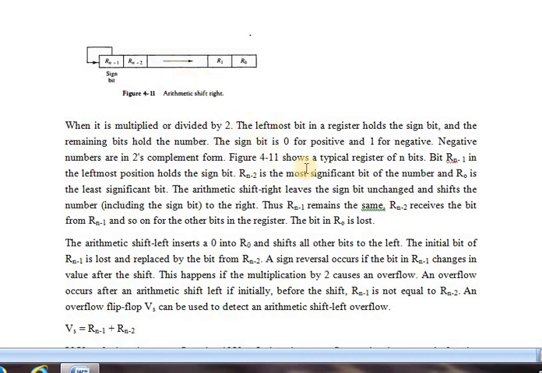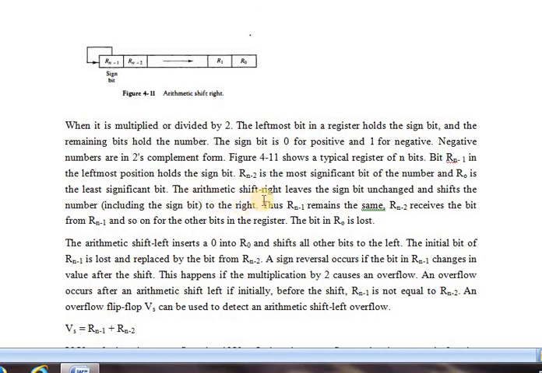So, a typical register of n bits: Rn-1, the leftmost, holds the sign bit, Rn-2 is the most significant bit of the number, and R0 is the least significant bit. Rn-2 is the most significant bit, in short MSB, and R0 is the LSB, the least significant bit.